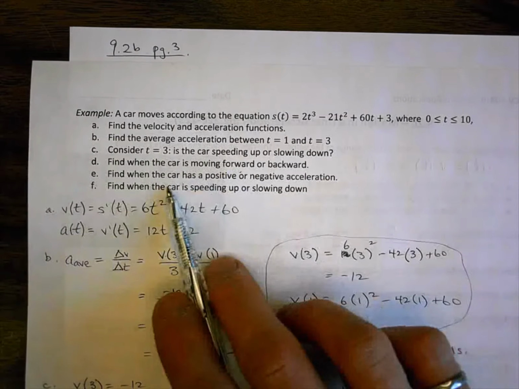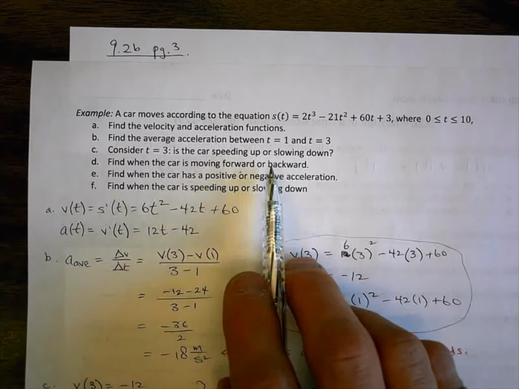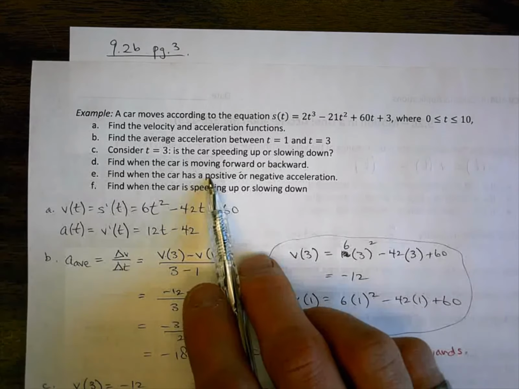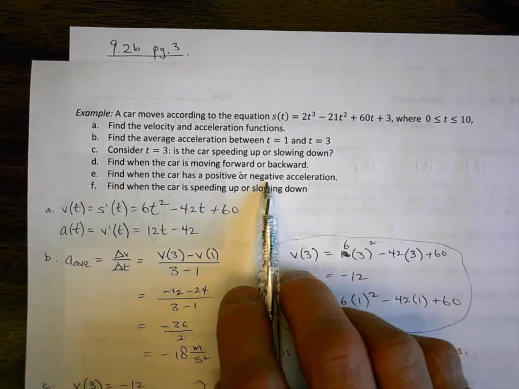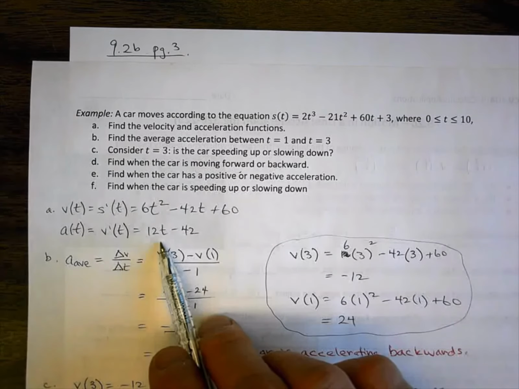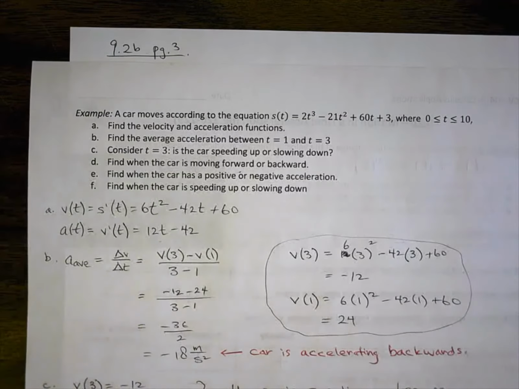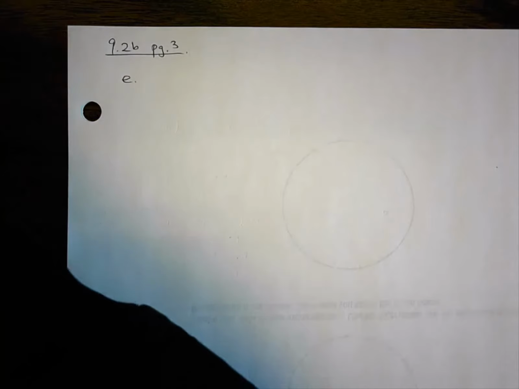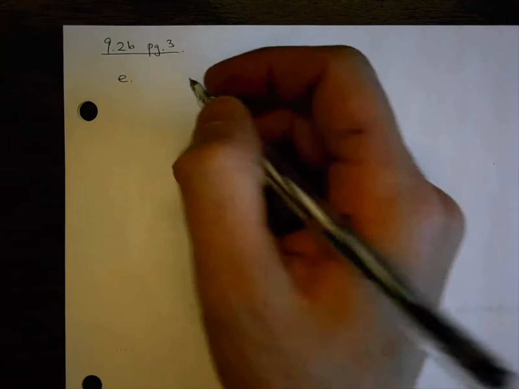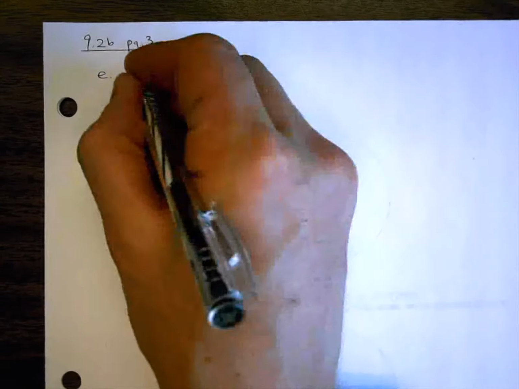Find when the car is moving forward or backwards. Find when the car has a positive or negative acceleration. Well, there's my acceleration, so I need to know when this is positive and when this is negative. So I'm going to use the same strategy. This question, question E, is the same sort of thing. It's kind of like finding concavity. It's kind of similar to our curve sketching unit once again.